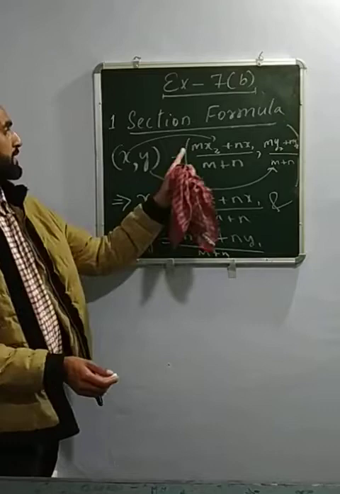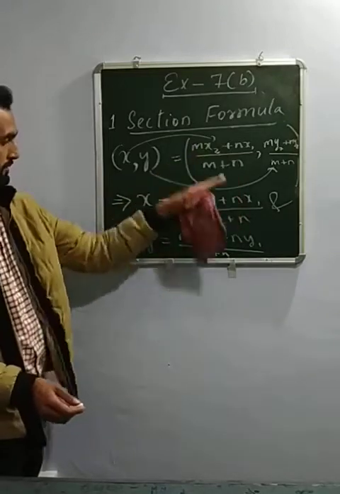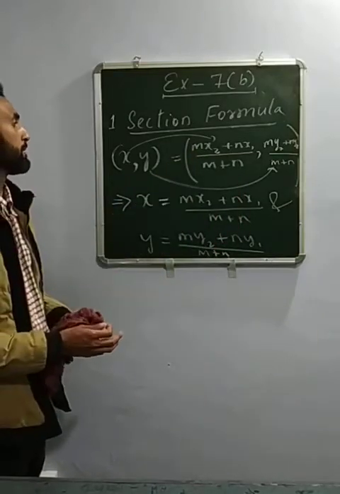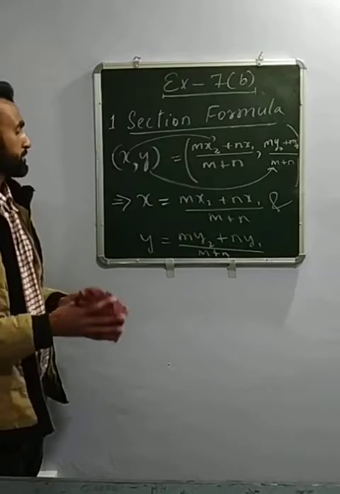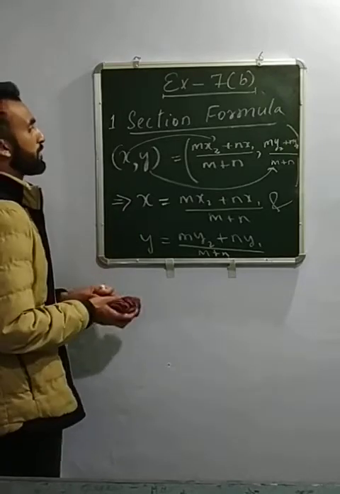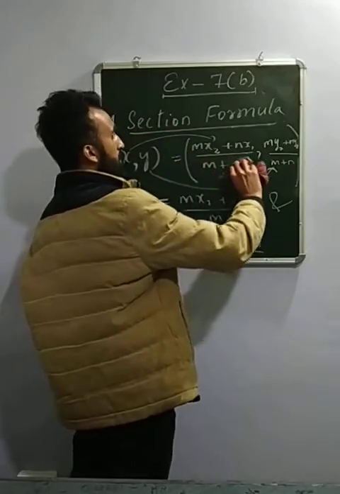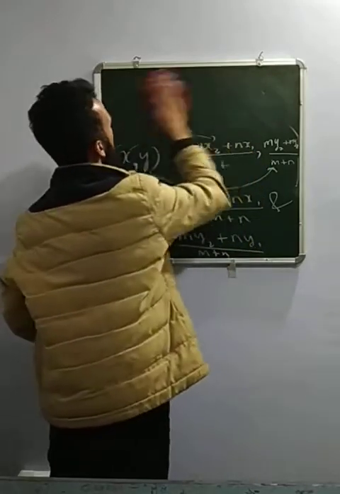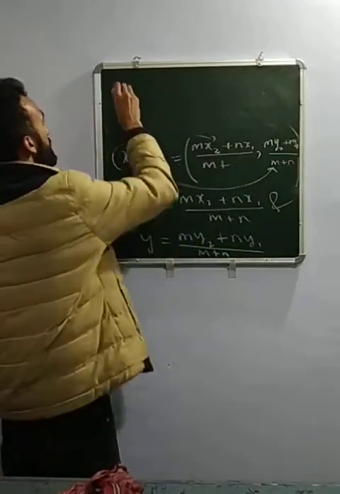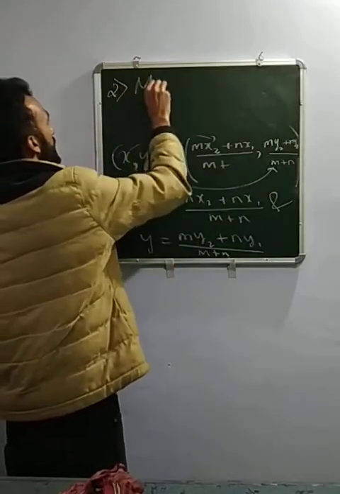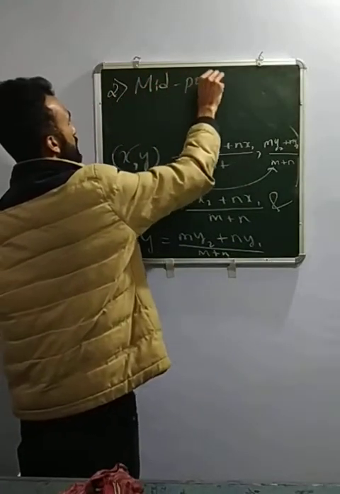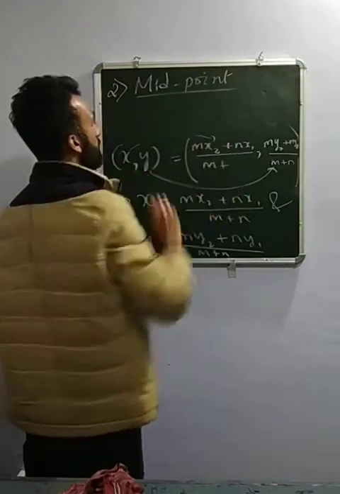Now it has been divided into two ratio, m is to n. So this is the section formula. Okay, next I will go to the midpoint formula. I think you have already paused the video. The second point will be the midpoint formula. Midpoint, M-I-D, midpoint formula.